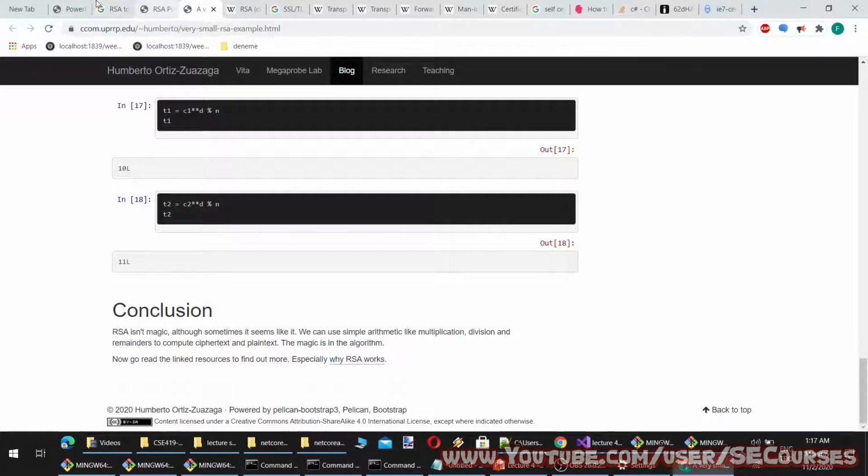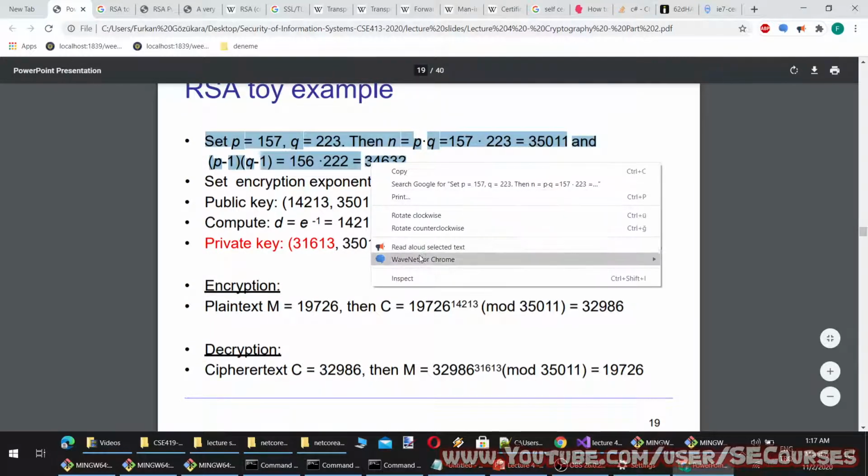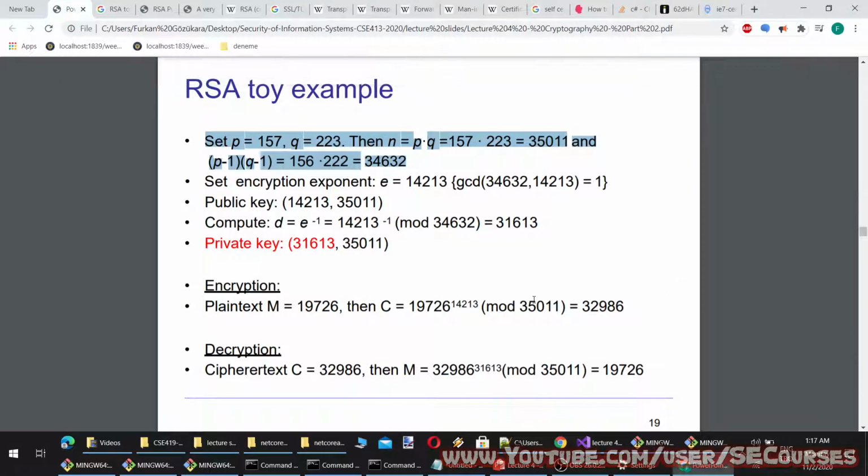Okay, it's a simple thing. If you want to know more about it, you can check. So let's say, to be readable, set P equals 157, Q equals 223. Then N equals PQ equals 157 × 223 equals 35,011, and (P-1)(Q-1) equals 156 × 222 equals 34,632.